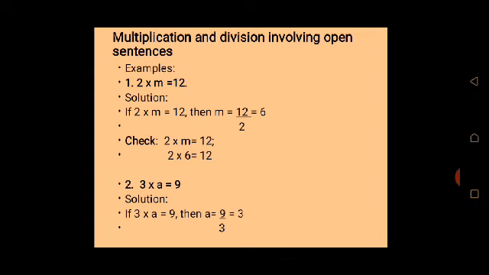Example 2. 3 times a is equal to 9. Solution: to get the value of a, we are going to divide 9 by 3. So our a is equal to 3. If you divide 9 by 3, your answer is 3, because in our multiplication timetable, 3 times 3 is 9. So the value of a is 3.